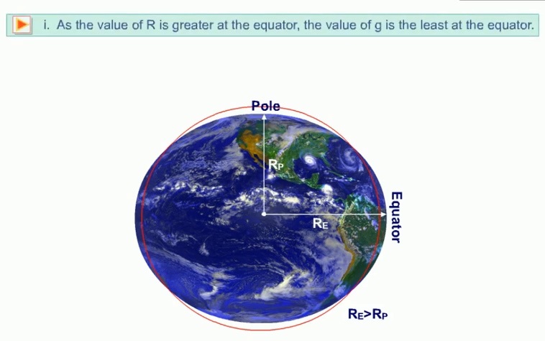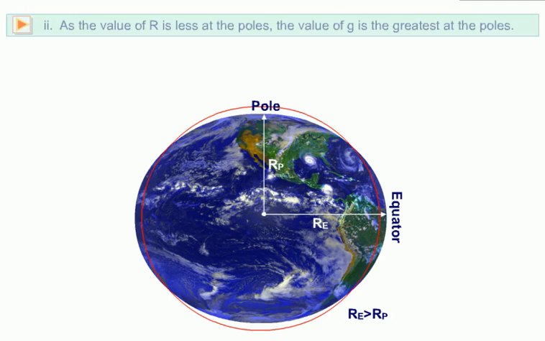Number 1. As the value of R is greater at the equator, the value of g is the least at the equator. And number 2. As the value of R is less at the poles, the value of g is the greatest at the poles.